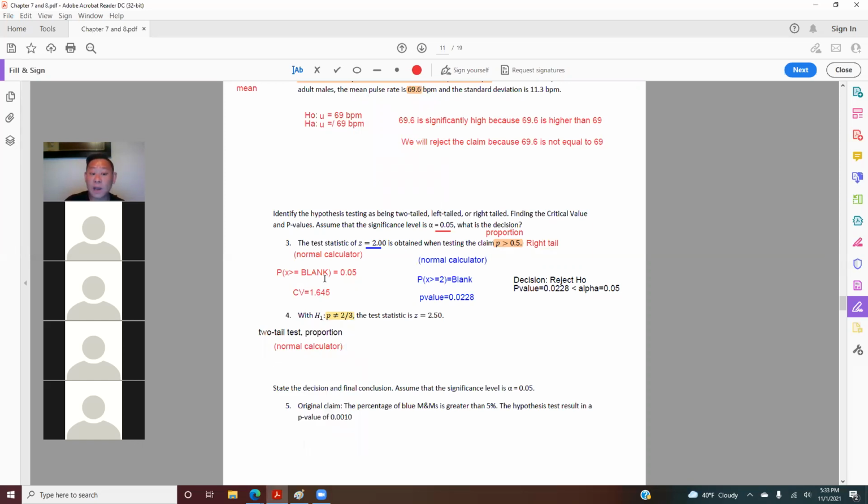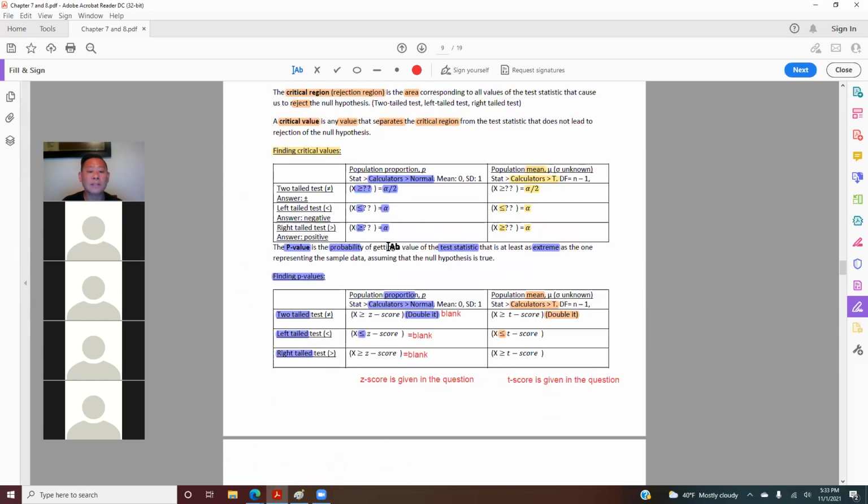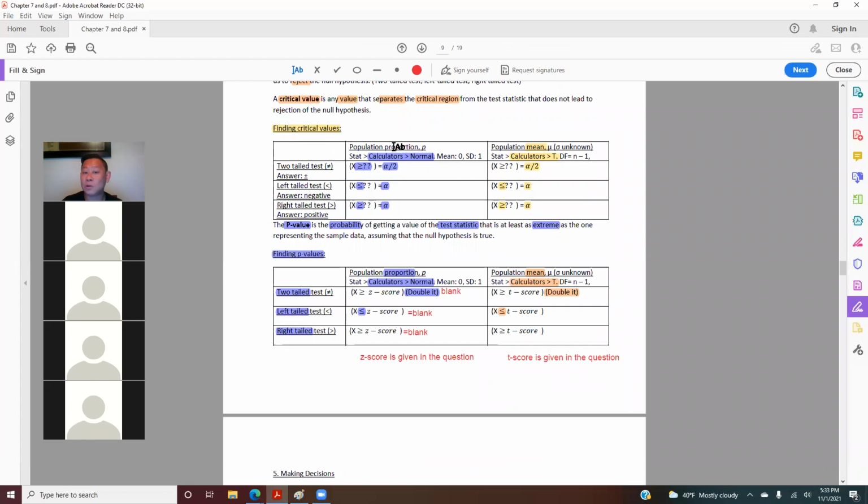So since we are using proportion, we use a normal calculator, and you say it's a two-tail test. So let's go up to that table again. So this is a table. We are using proportion. That's why we use the normal calculator. So this is a two-tail test because we use a not equal symbol.